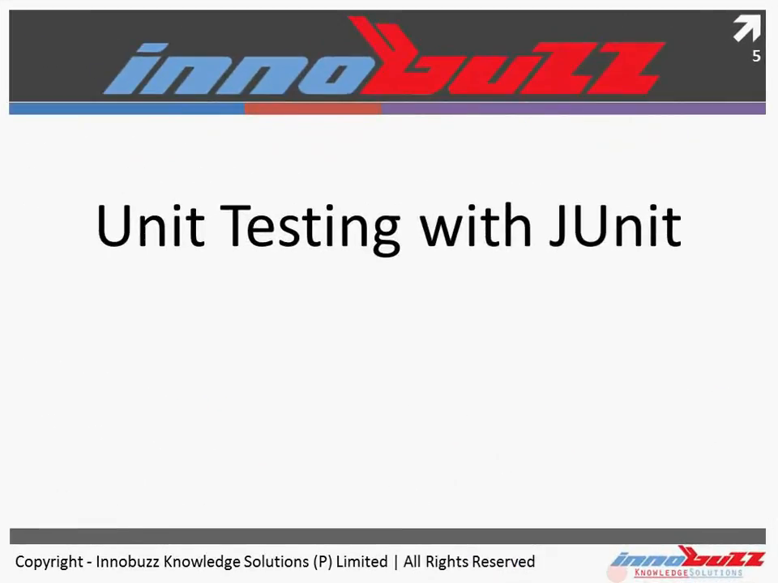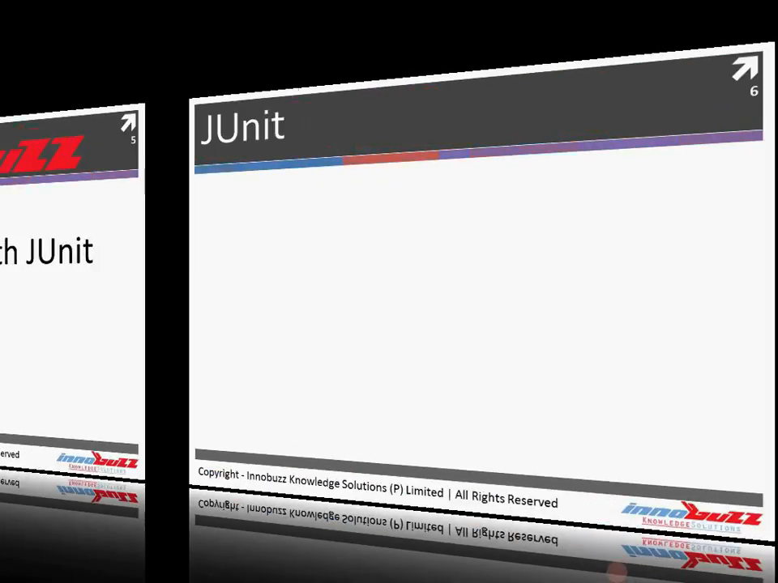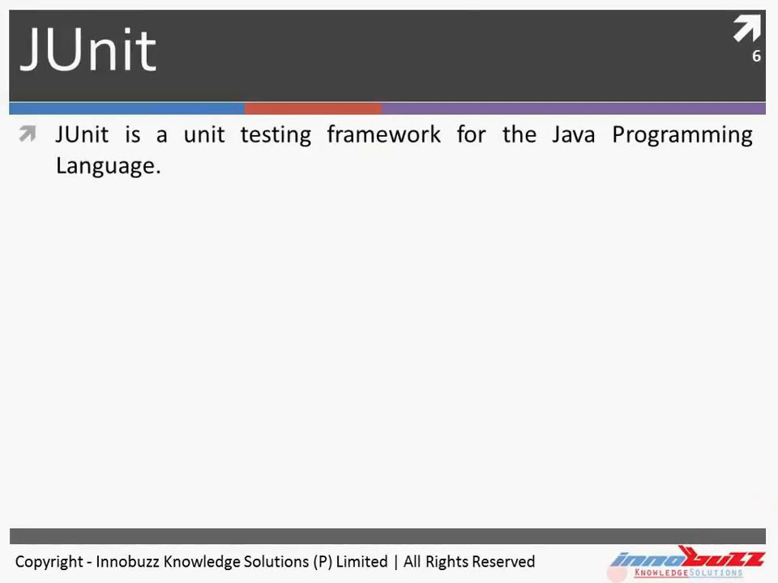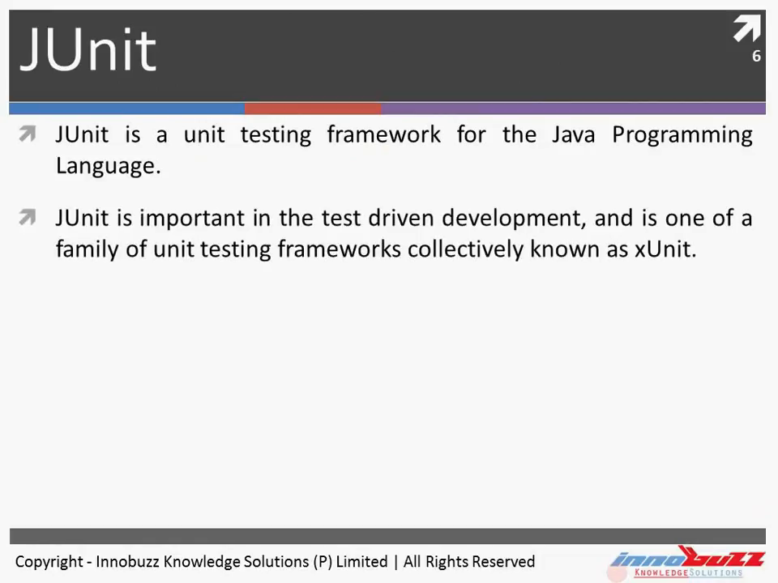So unit testing, we saw, is all about testing your program in the written application. But unit testing with JUnit, let's see what it is. JUnit is a unit testing framework for the Java programming language. So you do all your unit testing of your program through JUnit, which is nothing but a testing framework. The J indicates it's for the Java programming language. So basically this JUnit framework is meant for Java programming.